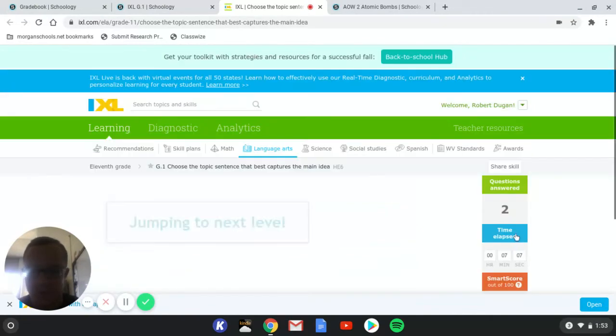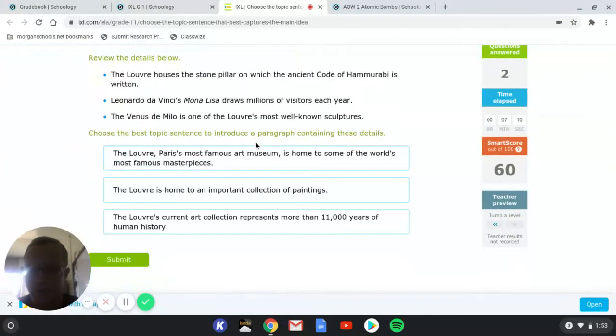All right, let's go up a level here. We're going to go up to the next level. It looks like the level just makes the topics more difficult, right? So the Louvre, if you don't know what any of these things are, just look them up, okay? The Louvre is a museum that houses the stone pillar on which the ancient code of Hammurabi is written. Sorry about the announcement that was there. Leonardo da Vinci's Mona Lisa draws millions of visitors each year. Venus de Milo is one of the Louvre's most well-known sculptures. So we got the Louvre and we got stuff in it.